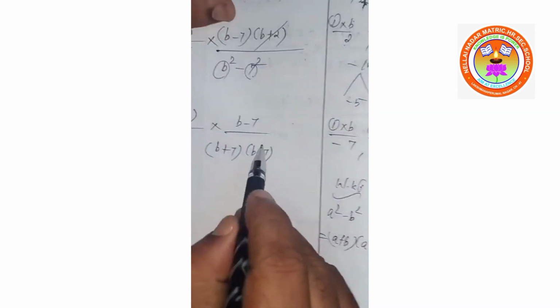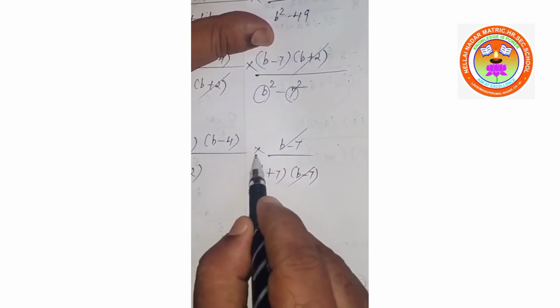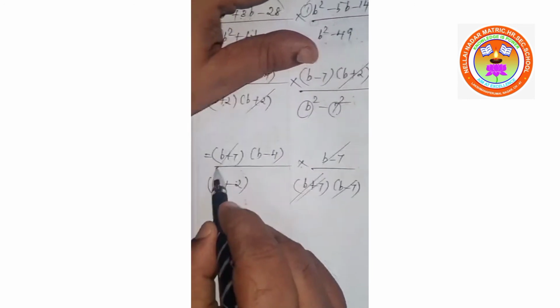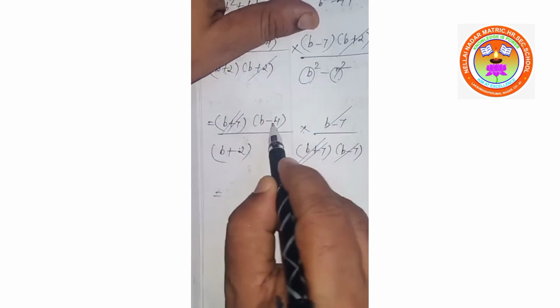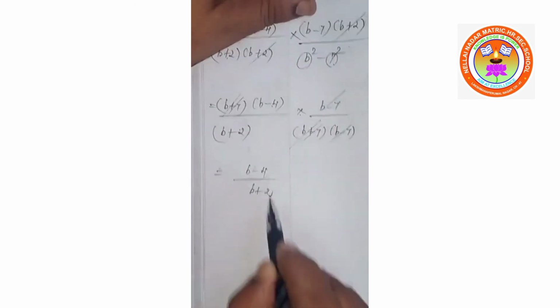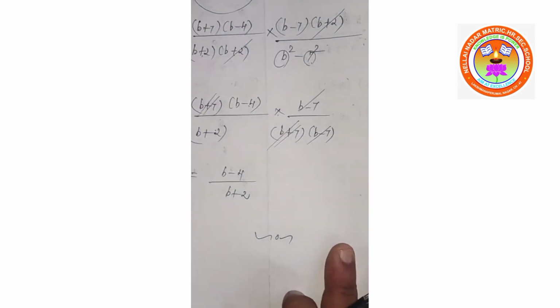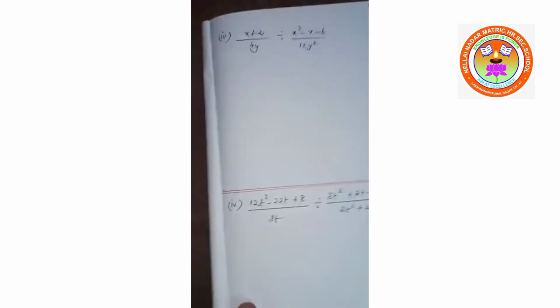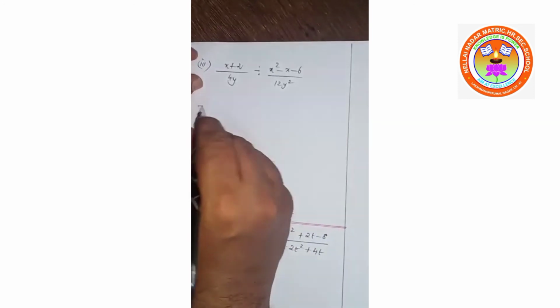Now these two get cancelled, because it is a product, you can cancel b plus 7 also. After cancelling, we have b minus 4 in the numerator and b plus 2 in the denominator. Subdivision number 2 is over. Now subdivision number 3. Very simple problem.